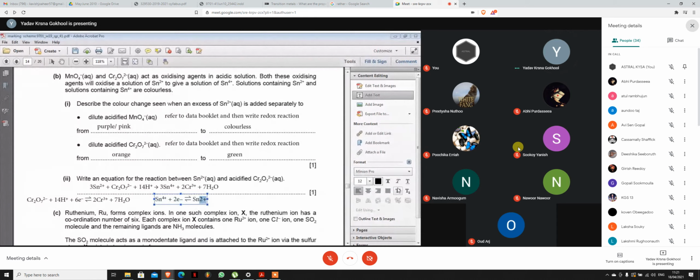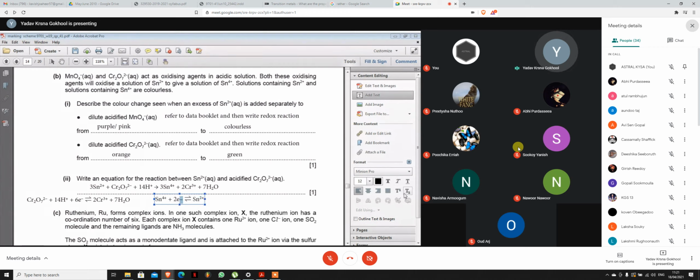Okay, so if I have to calculate this, it is 2x minus 14 is equal to minus 2. 2x is equal to minus 2 plus 14. 2x is equal to plus 12. x is equal to plus 6. And here it is plus 3. So I've taken down these two equations from the data booklet. I don't need to learn them by heart.